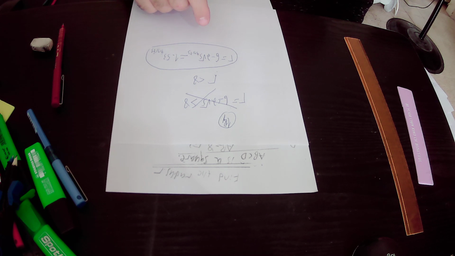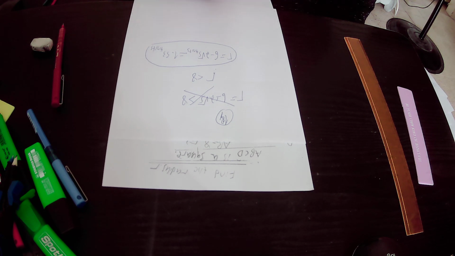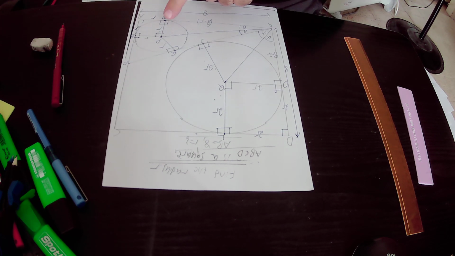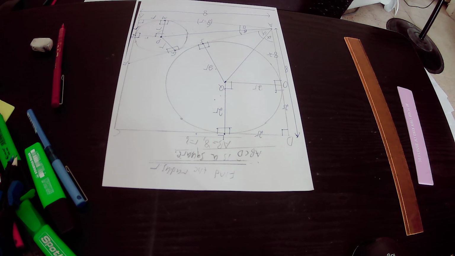And we are left only with the answer that the radius of this small circle equals 6 minus 2 times root 5 units, or in terms of numbers, the radius of this small circle equals 1.53 units. I repeat again, the radius of this small circle equals 6 minus 2 times root 5 units, or in terms of numbers, it equals 1.53 units.